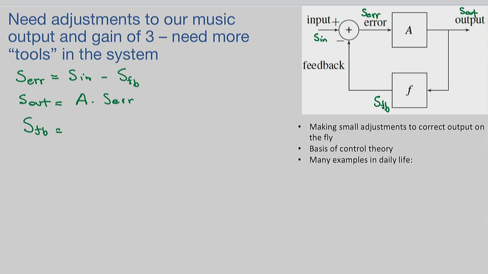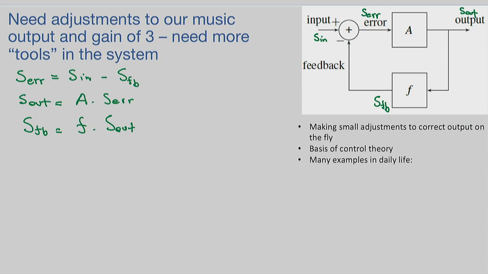What's signal feedback? It's just blocks with letters with functions. Stare at signal feedback. What is it? It's whatever signal is coming in, which is S out, times the function of that block, which is a multiplier F. So I'm going to write F times S out.